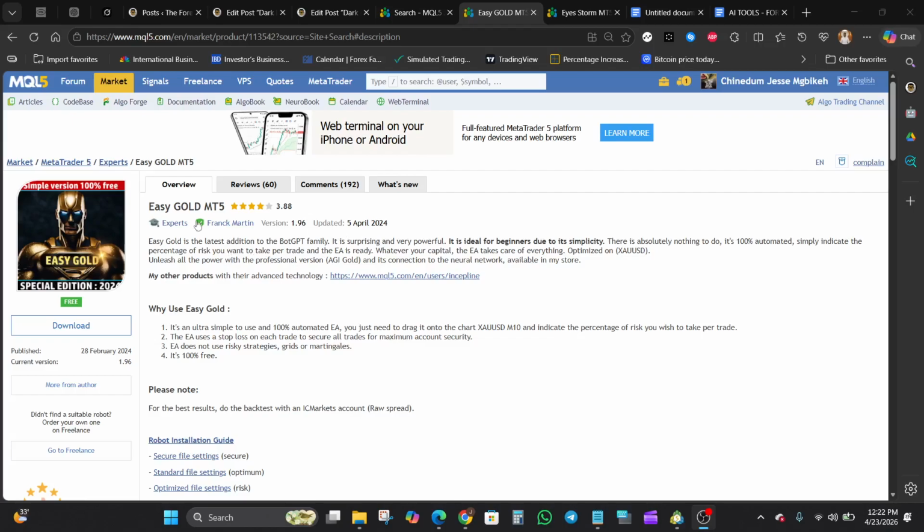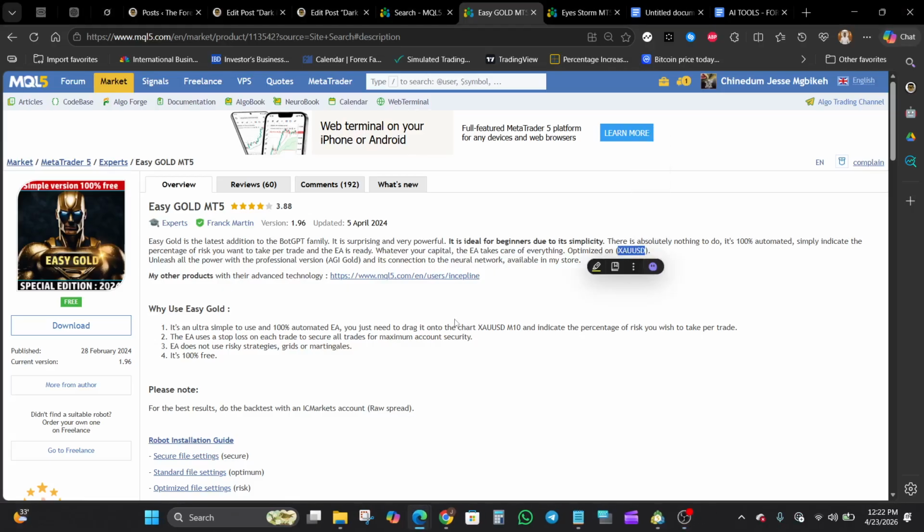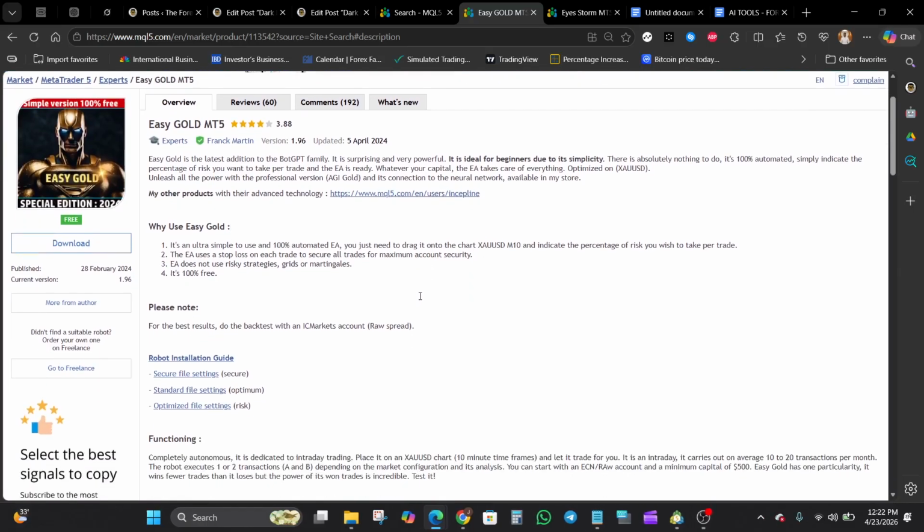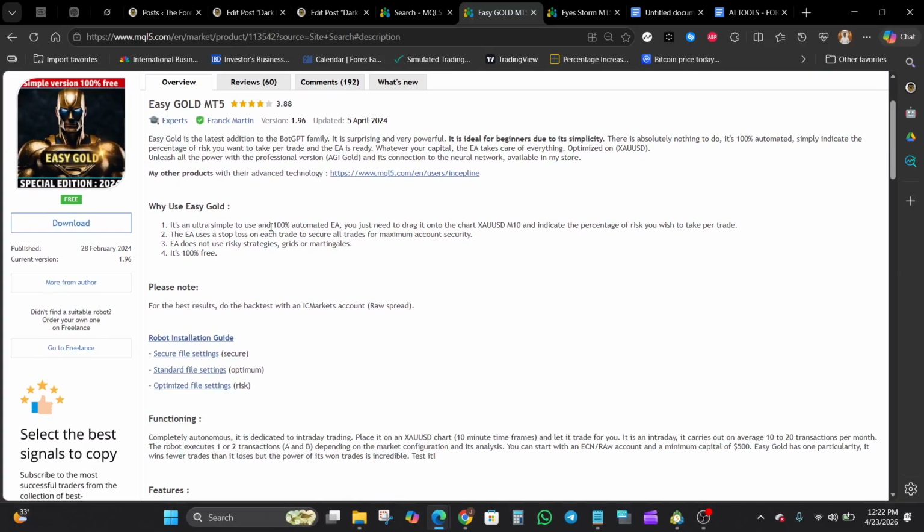Now, this particular EA, the Easy Gold, is designed for the MT5 platform. So you should be using the MT5 platform if you want to make use of this expert advisor. It is built for trading gold, XAUUSD, and from what I've seen, it's clearly optimized around that instrument. The EA is free to download. Okay, let's jump right into the description.